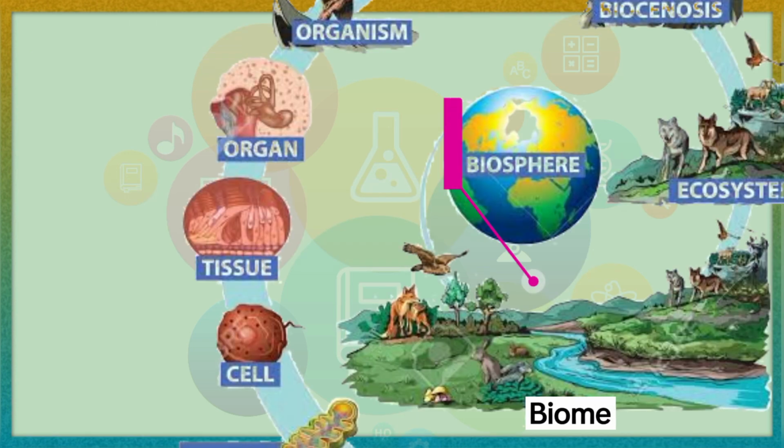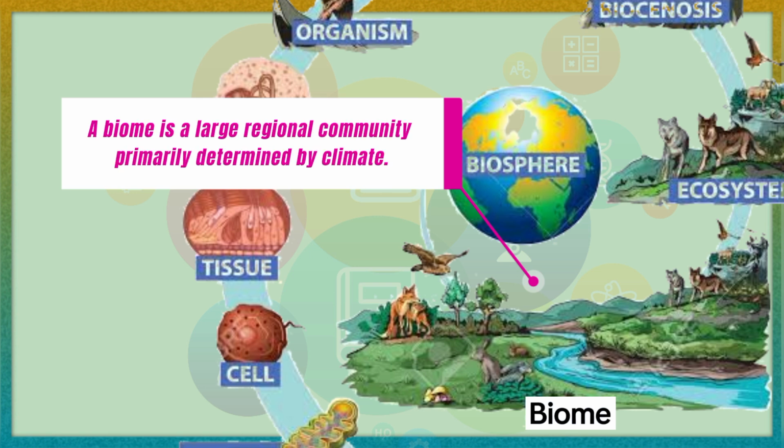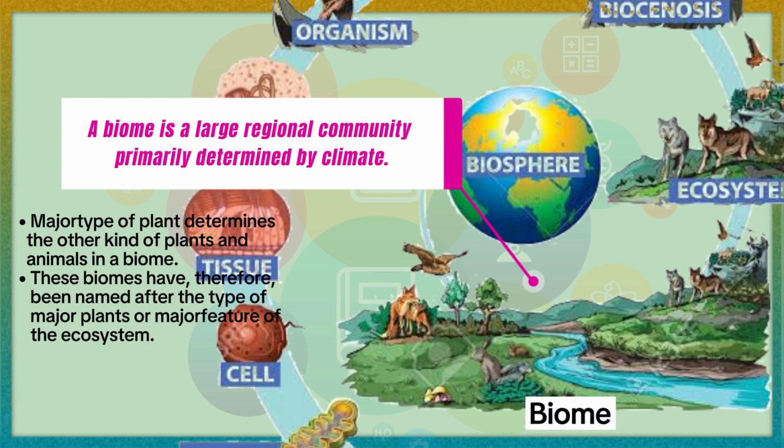Biome. A biome is a large regional community primarily determined by climate. It has been found that the major type of plant determines the other kind of plants and animals. These biomes have, therefore, been named after the type of major plants or major feature of the ecosystem.